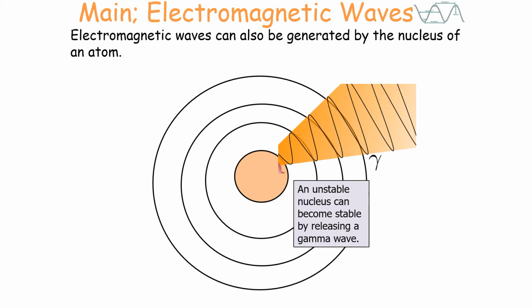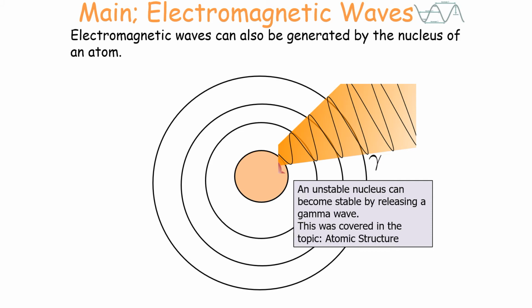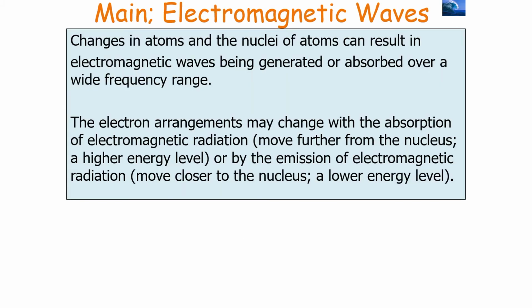Now that's an important process which was covered in the topic atomic structure. So let's just clarify, changes in atoms and the nuclei of atoms can result in electromagnetic waves being generated or absorbed. The electron arrangements may change with the absorption of electromagnetic radiation, moving further away from the nucleus to a higher level, or by the emission of electromagnetic radiation, moving closer to the nucleus, to a lower energy level.